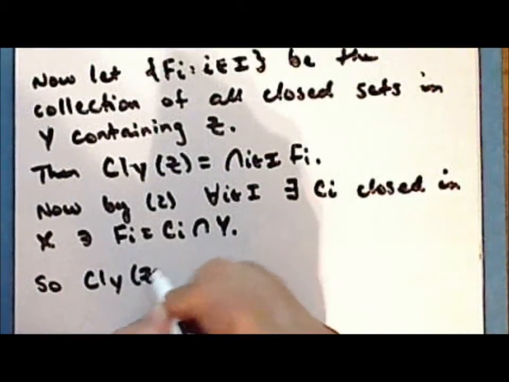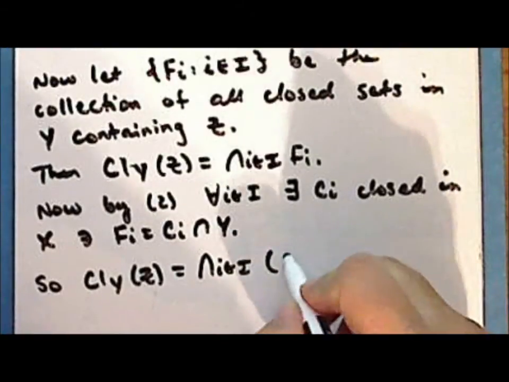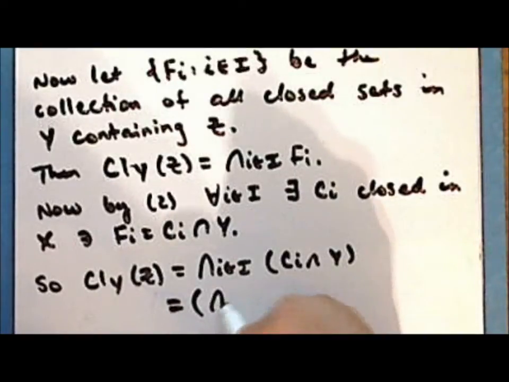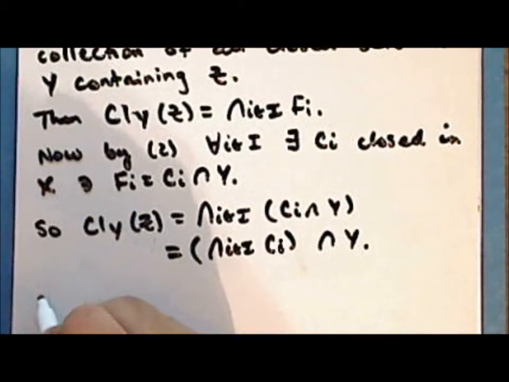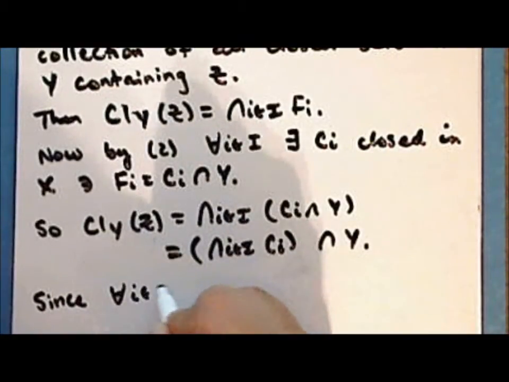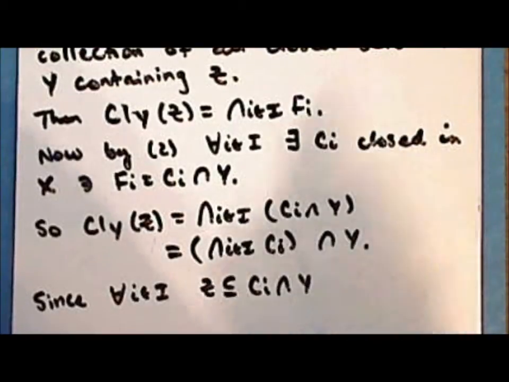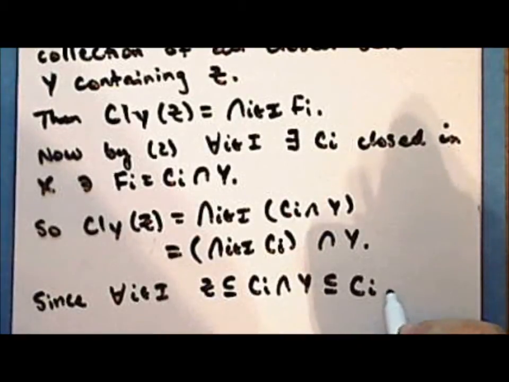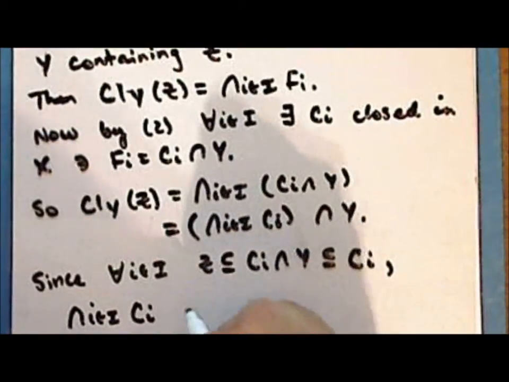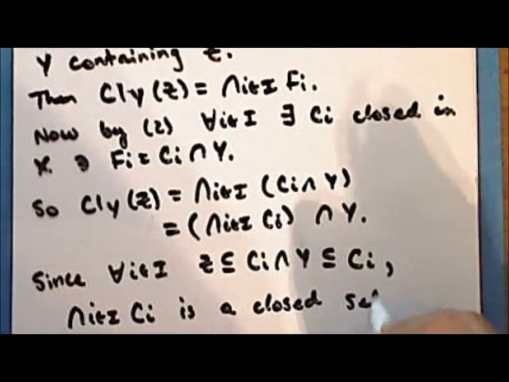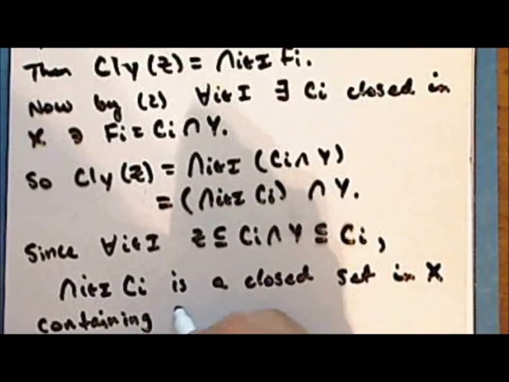And so the closure of Z in Y is the intersection of the sets C sub I with the set Y, which is the same as the arbitrary intersection of the sets C sub I intersected with Y. Now, since for every index I in the indexing set I, we have that the set Z is a subset of the intersection of C sub I with the set Y, which itself is a subset of C sub I, the arbitrary intersection of the sets C sub I is a closed set in the ambient space X containing the set Z.